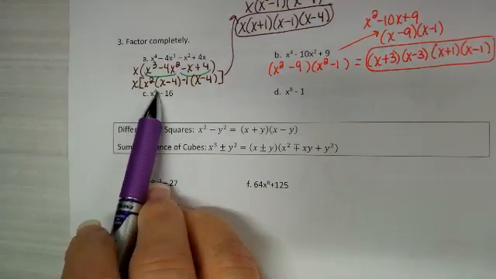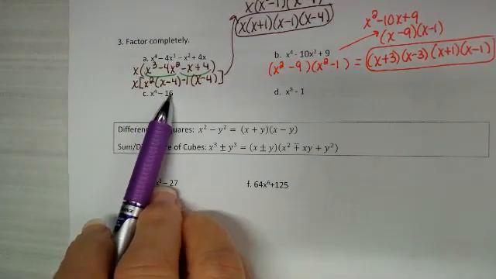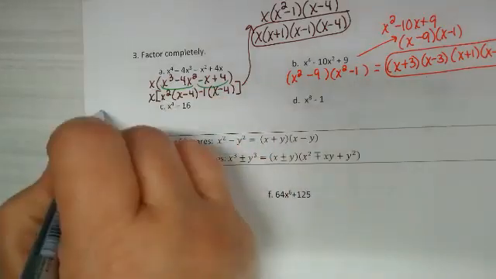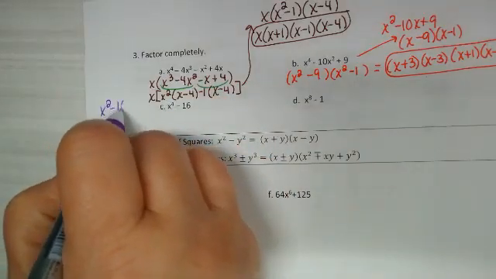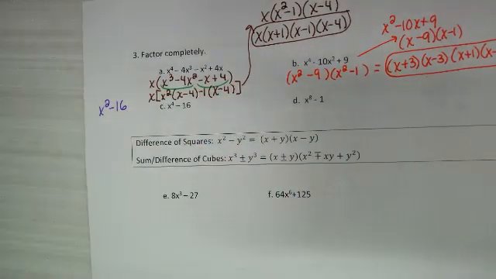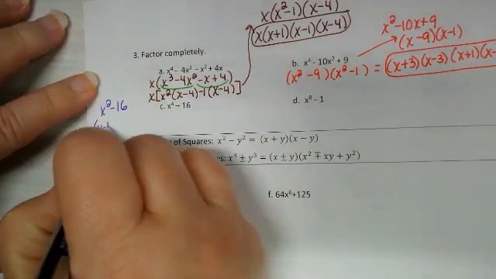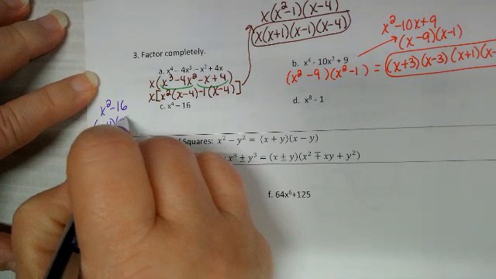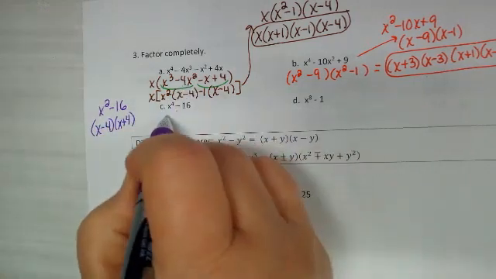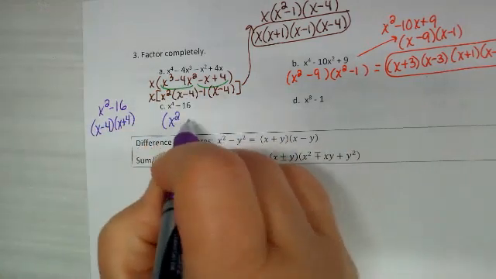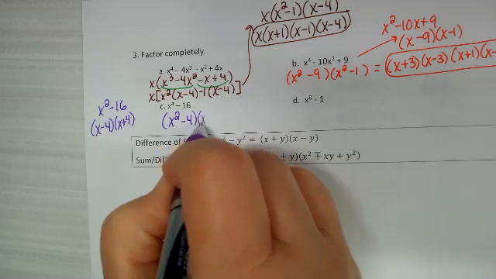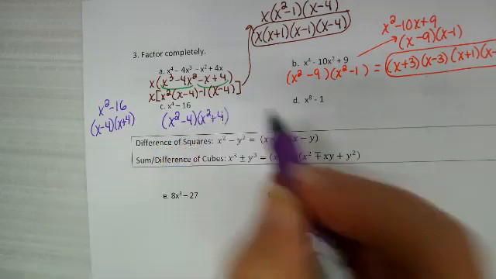Let's look at x to the 4th minus 16. Okay, again, let's think about something we know. I know how to do x squared minus 16, and this is very similar. So if x squared minus 16 was going to be x minus 4, x plus 4, this one's going to be x squared minus 4, x squared plus 4.